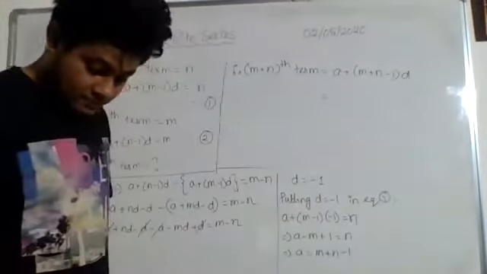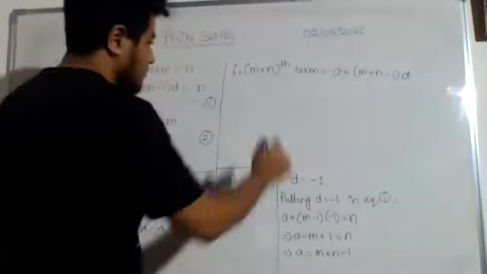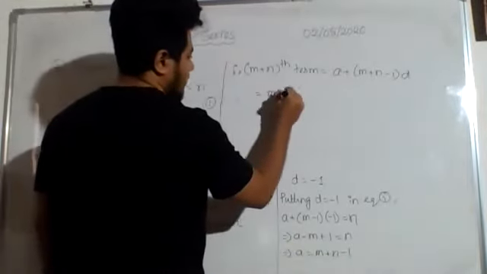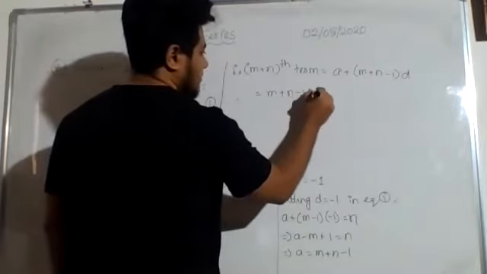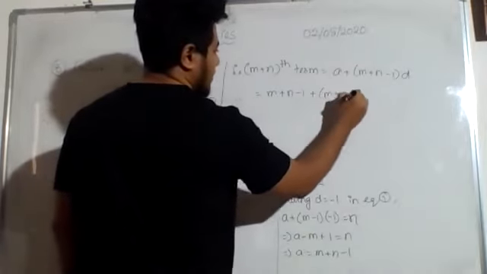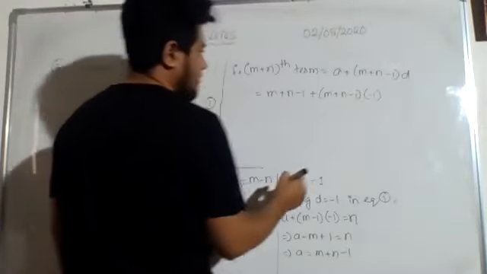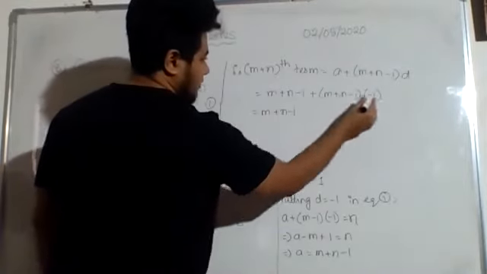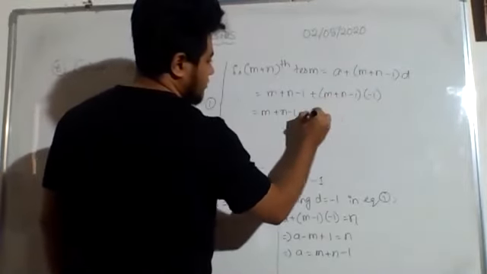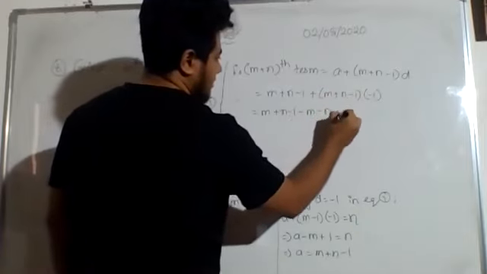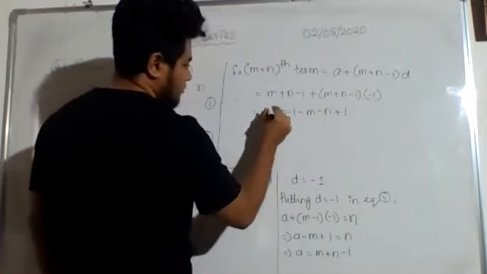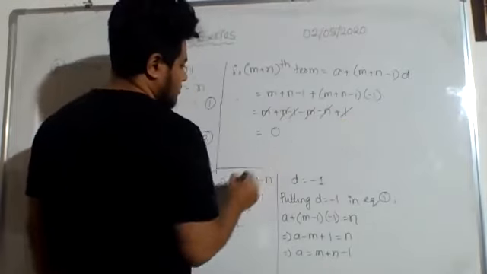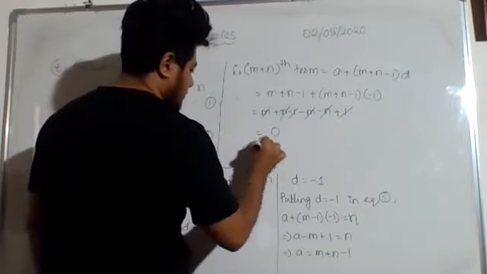Put the value of a and d. The value of a is m plus n minus 1. So m plus n minus 1 plus m plus n minus 1 into minus 1. The value of d is minus 1. So it will be m plus n minus 1. If I multiply with minus 1, the sign will change: minus m minus n plus 1. So it will be m minus m, n minus n, and plus 1 minus 1. So it will be 0. The answer will be 0.